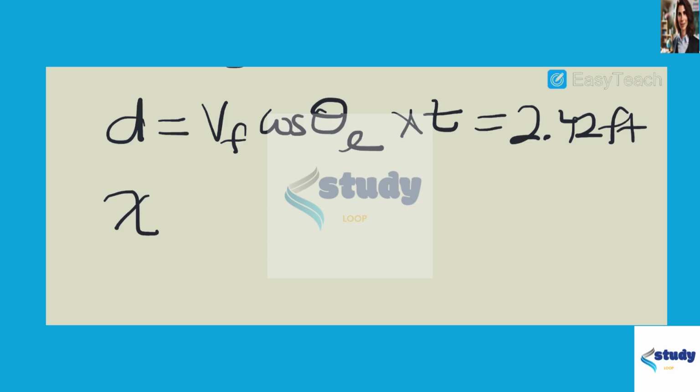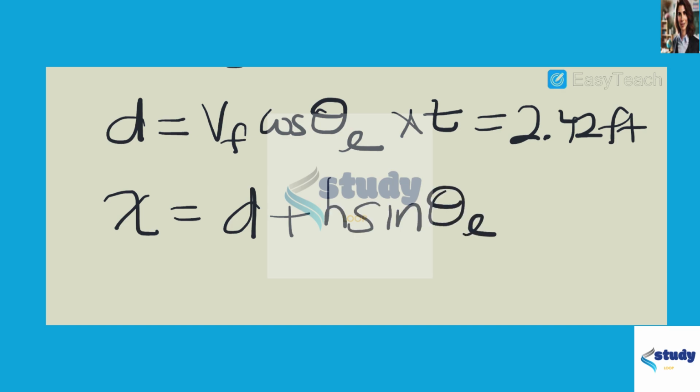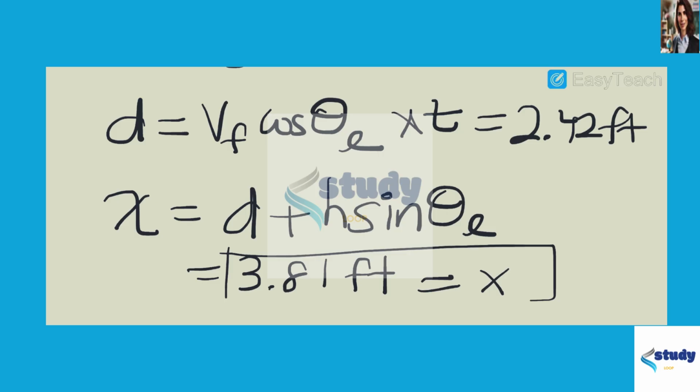Now the final distance x is going to include this distance d, but it is also going to include h sine theta L, which is where the mass encounters point B. So the sum of this is 3.81 feet, and this is our x. Final answer.